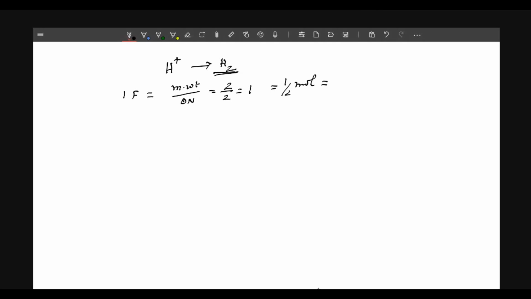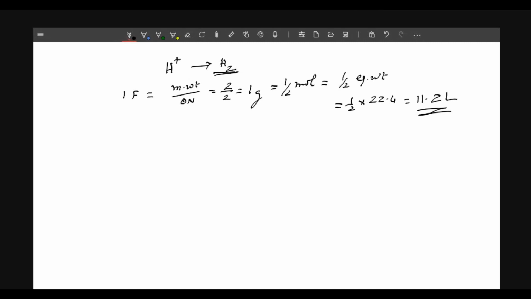And in terms of volume, it is half equivalent volume, equal to half into 22.4 liters, equal to 11.2 liters. Therefore, weight 1 gram is equal to 11.2 liters. These correlations are very, very essential to work out the electrolytic cell equations.